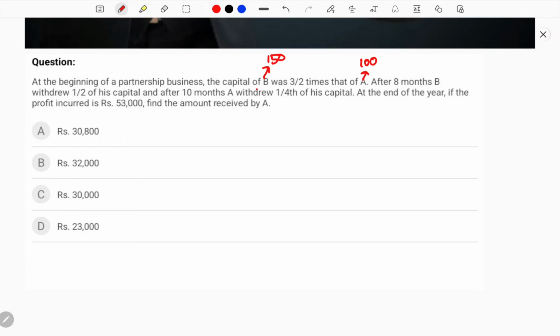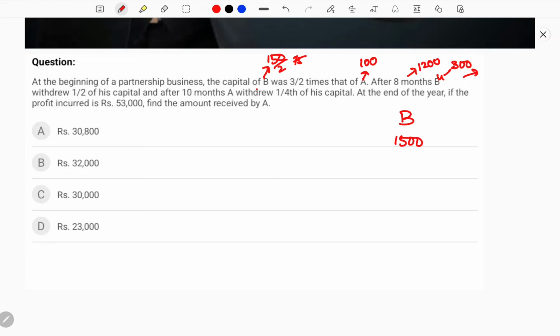After 8 months, B withdrew half of its capital, which means for 8 months, B will be investing the same amount, 150. So for 8 months, 8 into 150 is 1200, because 15 into 8 is 120, so it is 1200. Then half of the amount is removed, which means half of 150 is 75. So 75 is for the next 4 months. For 8 months it is 1200, and for 4 months, 75 into 4 is 300. So the total for B is 1500.